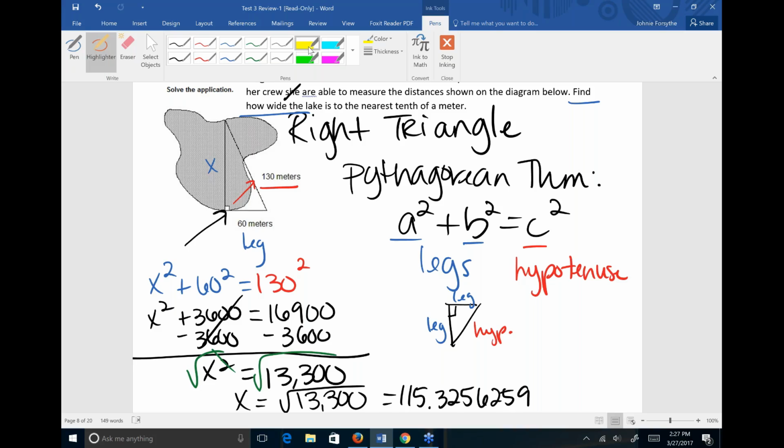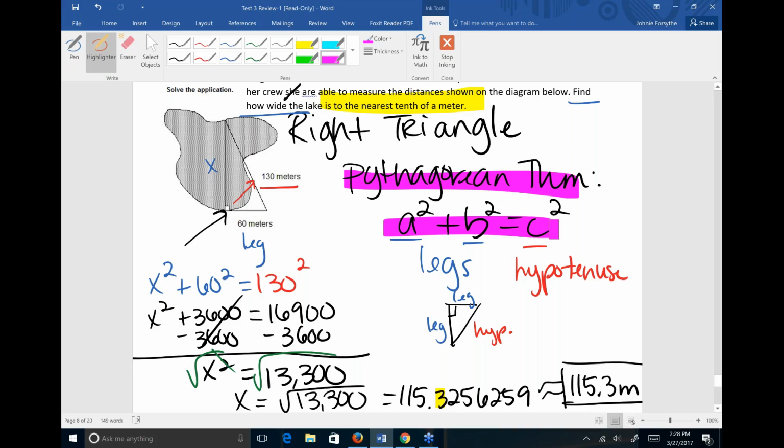But it says, how wide is the lake, to the nearest tenth of a meter. And our units are in meters, so we're good. So we've got to round that to the nearest tenth. So we're rounding this 3. We look to the right, that's a 2, so that means we're going to keep that 3 the same. So it's about 115.3 meters.